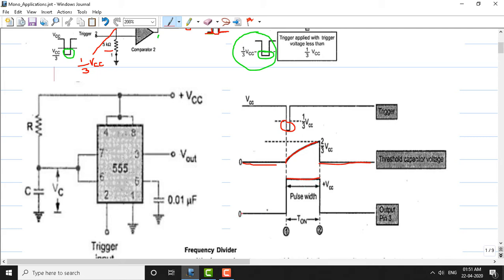When the capacitor is discharged, the output stays at low. When the capacitor charges, it stays at high. And once again, when the capacitor discharges, the output comes back to the normal state here. So this is called a stable state, and we have a stable state here, and this is going to be quasi-stable state or temporary state. So this is the output observed at pin number 3 of 555 timer here.